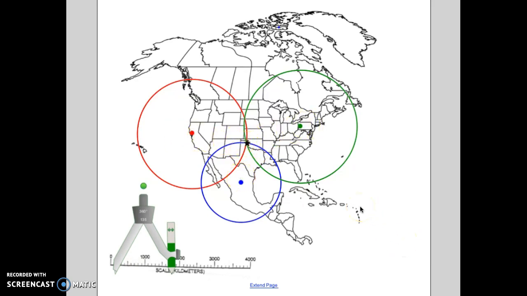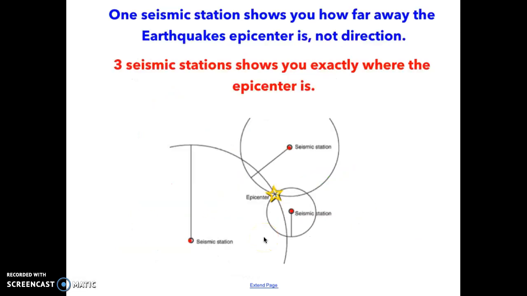This is something really important that I think you should add in your notes. Here it is in writing. You might want to pause the video to do this, but one seismic station will show you how far away the earthquake epicenter is, not direction. 3 seismic stations show you exactly where the epicenter is. And I think this little diagram here is very important. And for those of you that are visual, might need to add that.